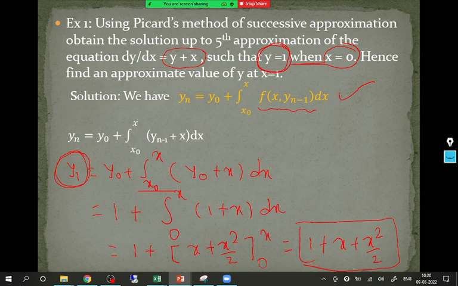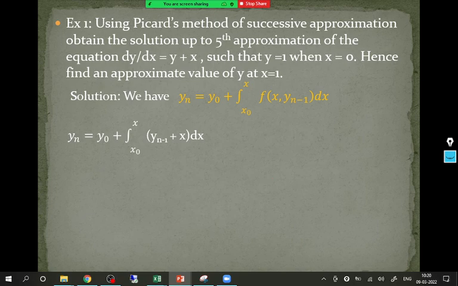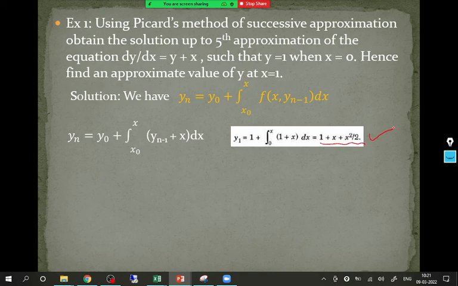Is it clear? Any doubt up to here? Is there a doubt in getting y1 here? No, sir. Okay. So I will show you this calculation here. So y1 will come same, that 1 plus x square by 2, the same thing that is shown here. Now we'll write a formula for y2. Tell me, what should be y2?